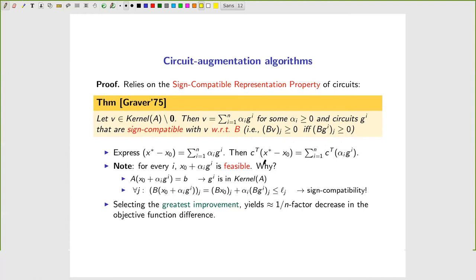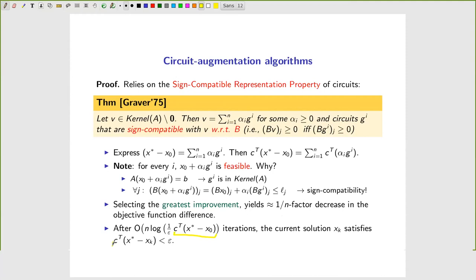So now it is not difficult to imagine that if you repeat this, each time you are reducing this distance roughly by a factor of 1 over n, 1 over n, 1 over n, then after a number of steps that depend logarithmically on this distance and a parameter epsilon, you can make the difference in cost as small as epsilon. Again, you have to work out the algebra here, but that's how you should think about it. So clearly, the number of steps will depend on n, because here you have a factor 1 over n, and on this distance divided by epsilon, and you can have the current solution within an epsilon distance of the optimum.